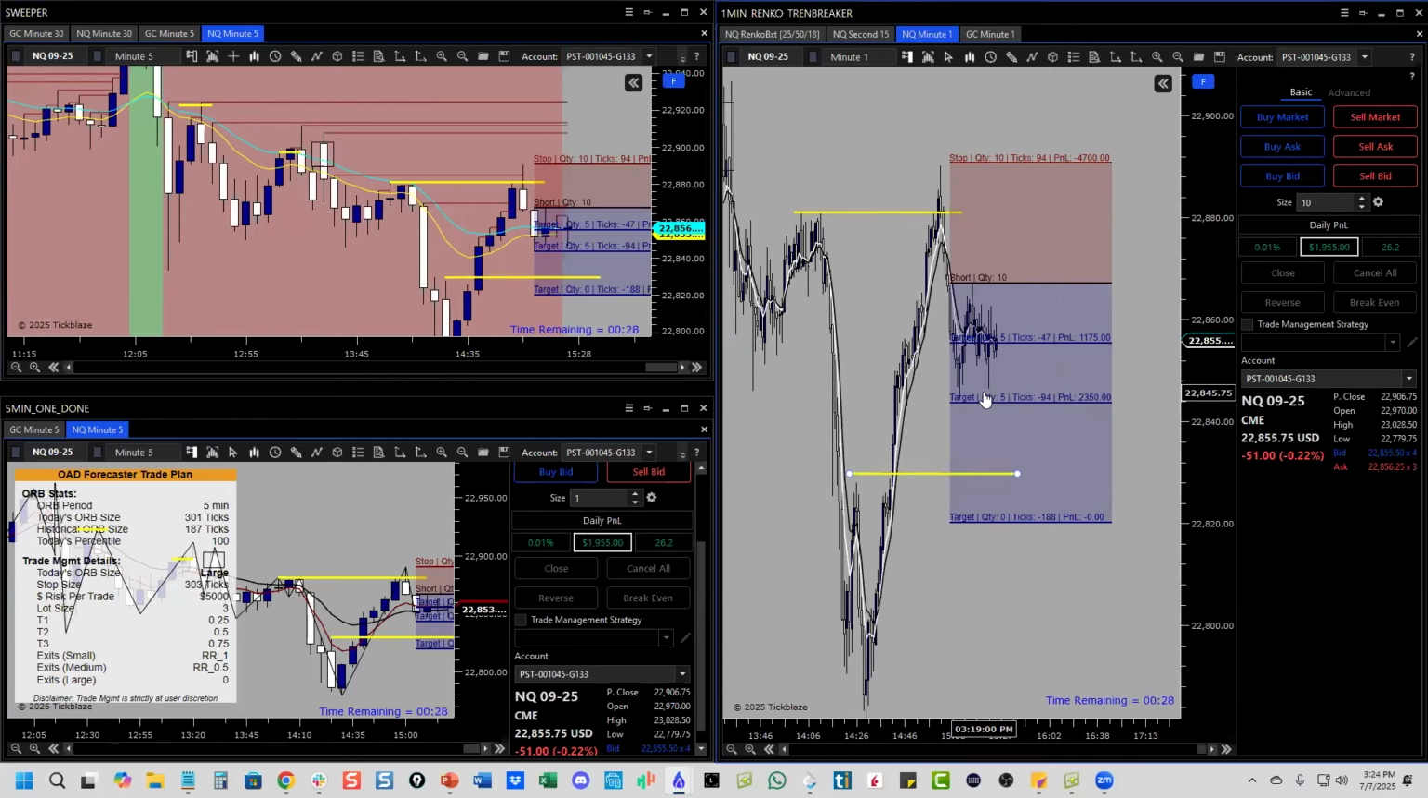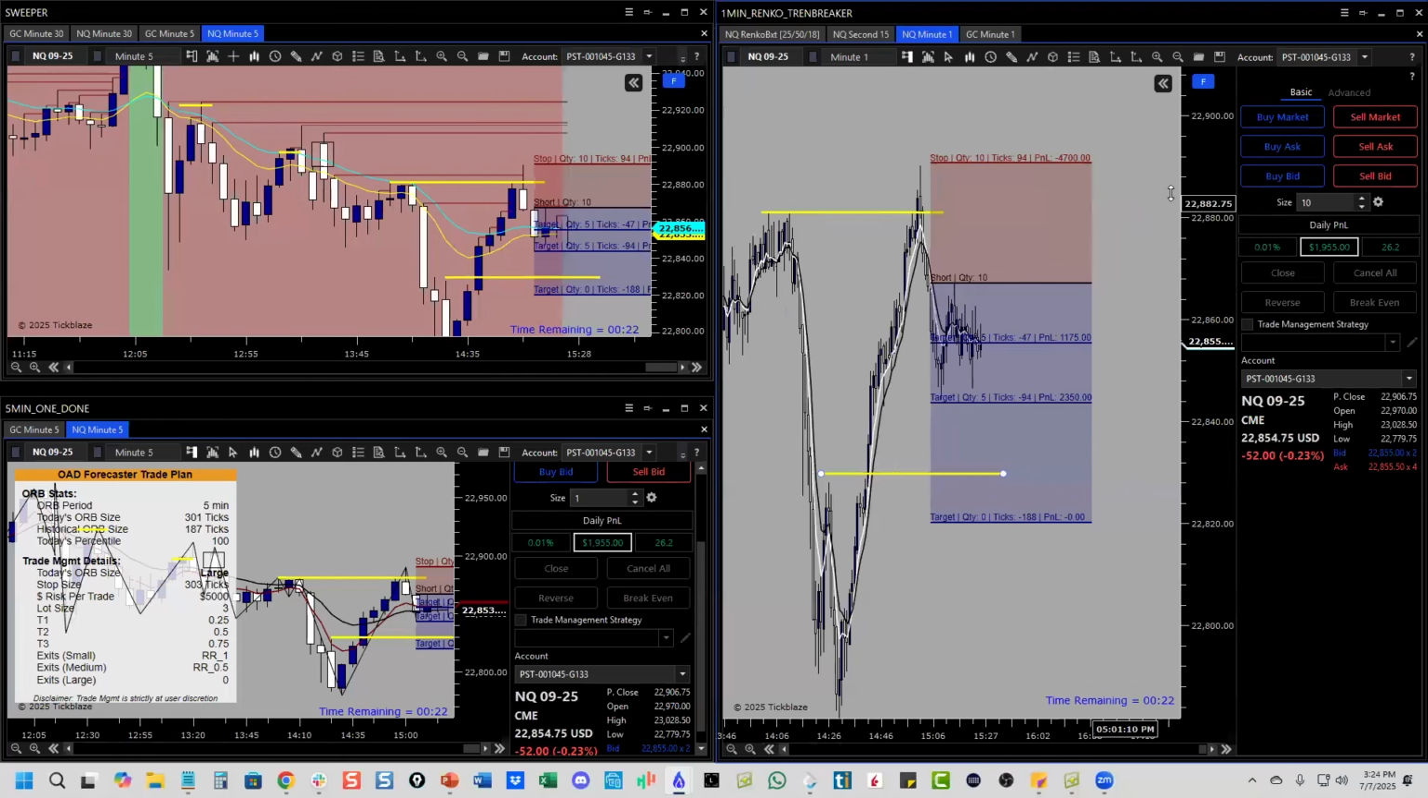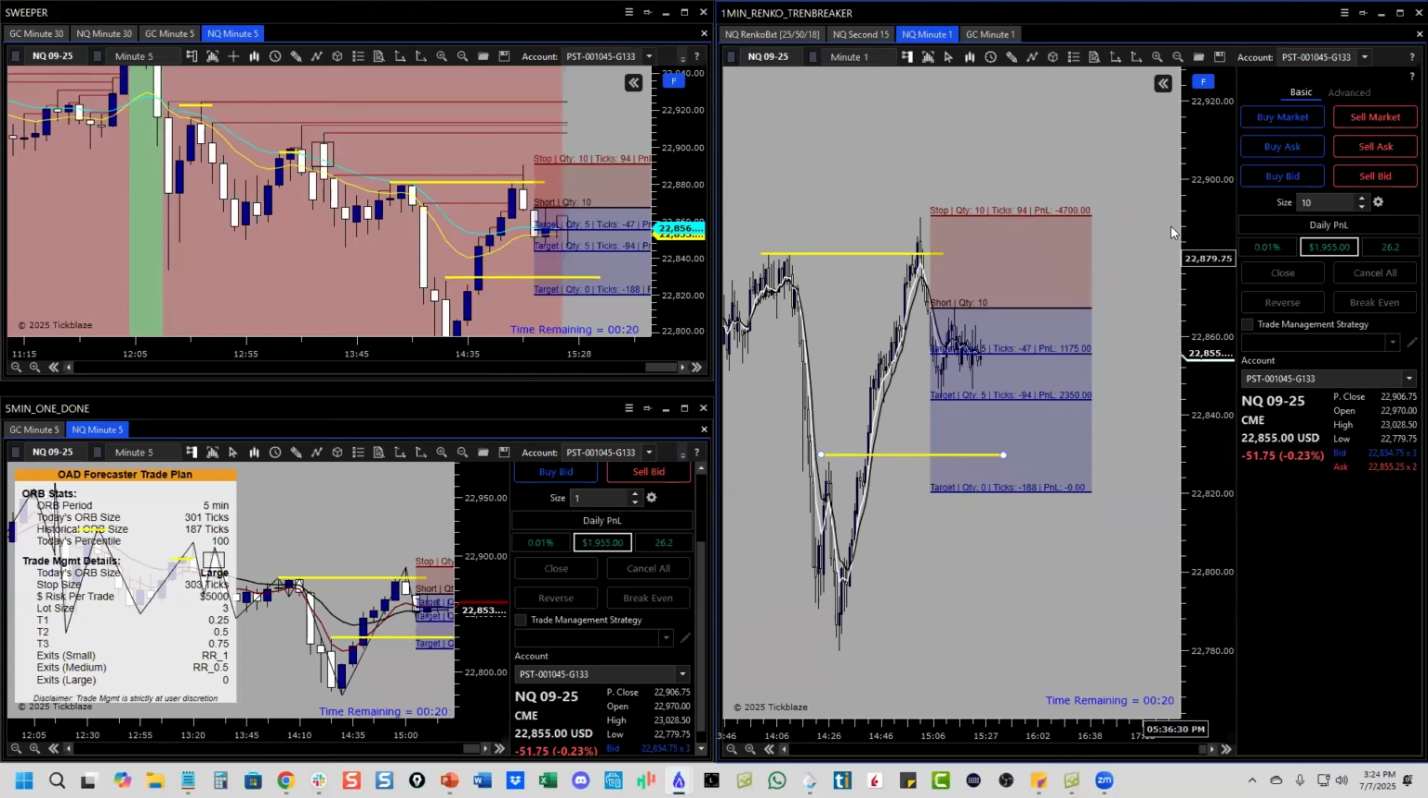Absolutely. But I suspect the market to be quite quiet today, because even the market open stayed within the opening range for, like, forever.